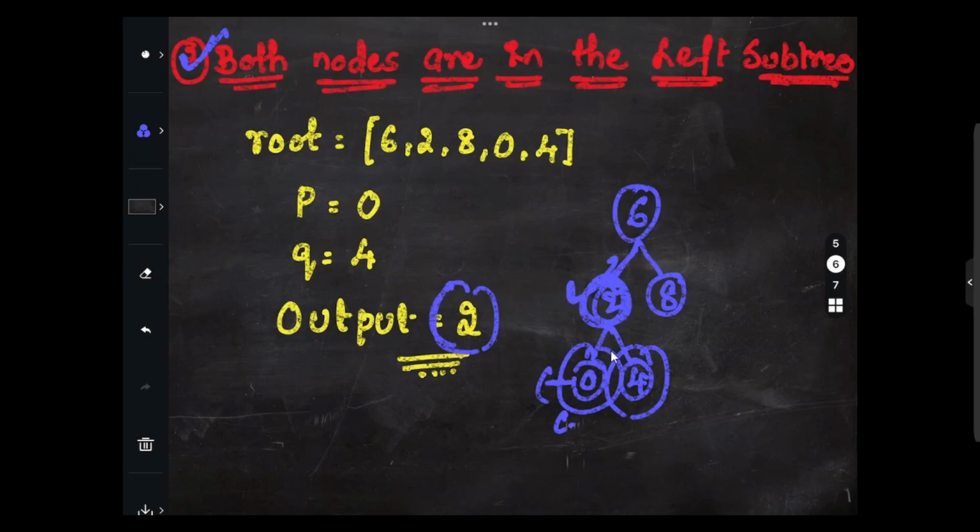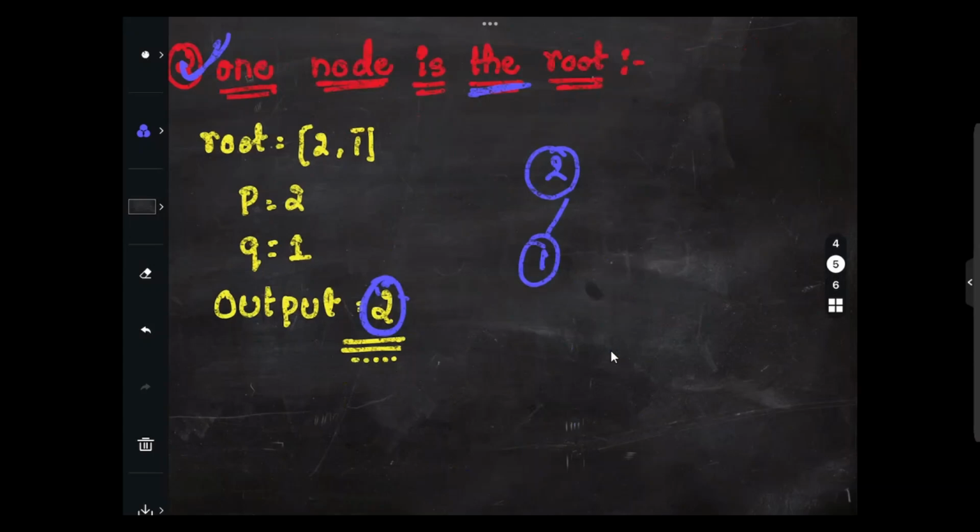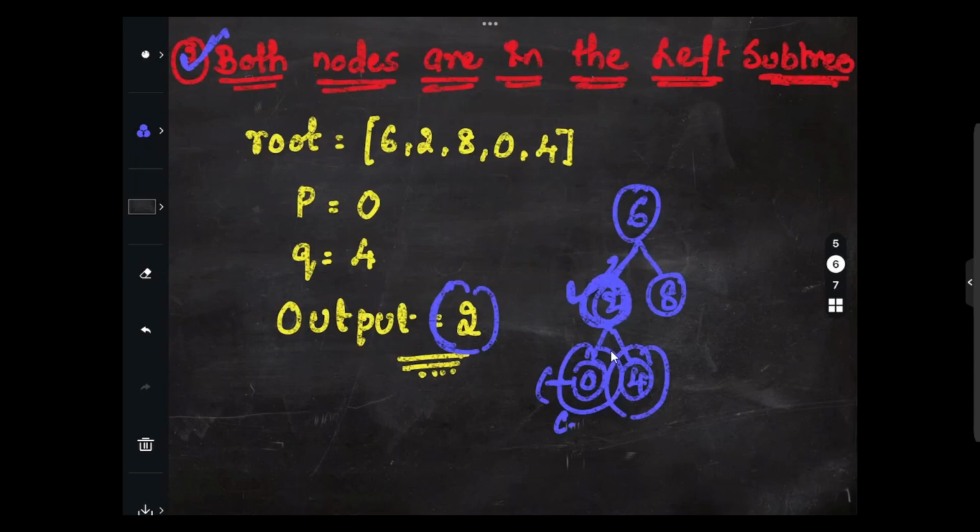So these are the 3 edge cases that we need to keep in mind, right? The first edge case is where both nodes are direct children of the root. The second edge case is where one node is the root, and the third edge case is where both nodes are in the left subtree, right? So these are the 3 edge cases that we need to keep in mind. Now we are completely familiar with the approach as well as the edge cases. As we are familiar with the approach and edge cases, it will be easier to write the code.